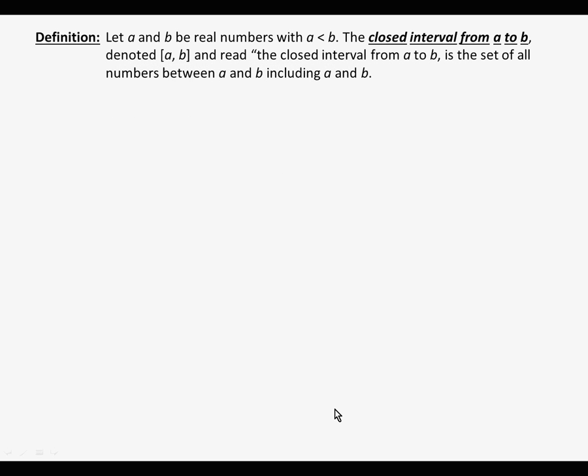So definition. Let a and b be real numbers with a less than b. The closed interval from a to b is noted in brackets with a comma b, and it's read, the closed interval from a to b is the set of all numbers between a and b, including a and b. Now these two numbers, a and b, are called the endpoints. The inequality notation for a closed interval is a less than or equal to x, which is less than or equal to b. So x is trapped between a and b, and it includes a and b.